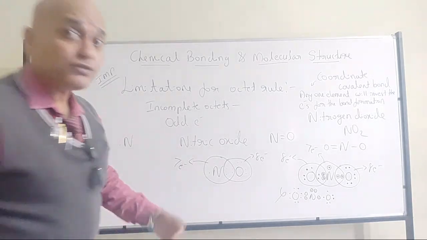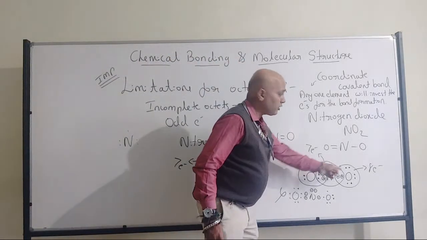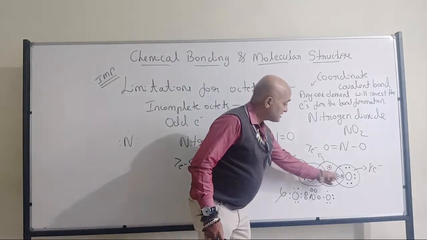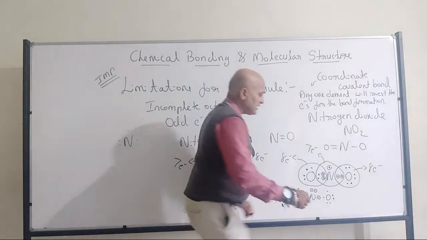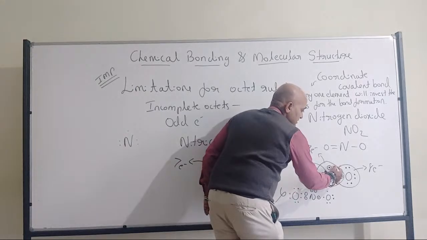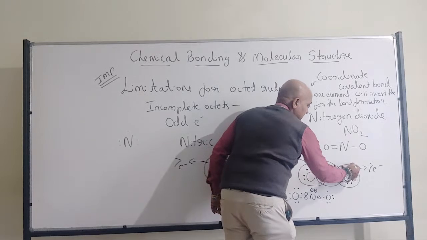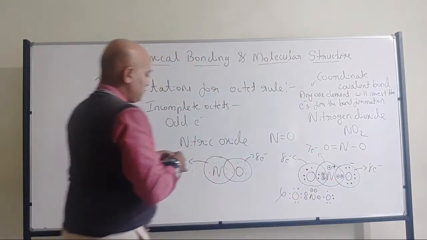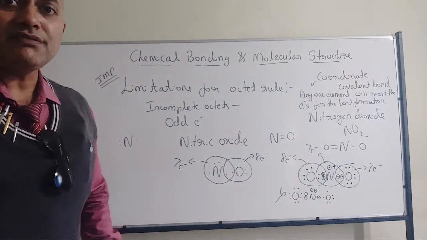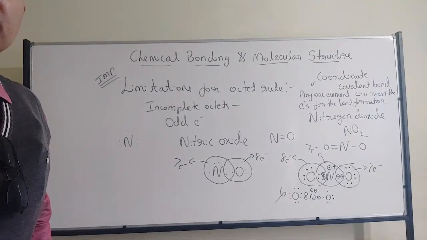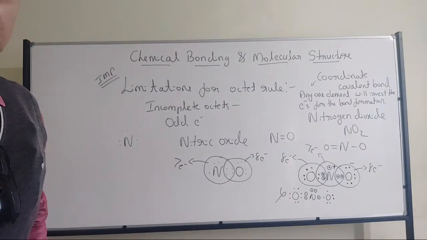So that's where we have nitrogen dioxide. Now since nitrogen has invested the extra electron, it will have positivity. Since oxygen has gained the extra electron, it will have negativity. But since an equal amount of positive and negative is there, NO2 does not have any charge.